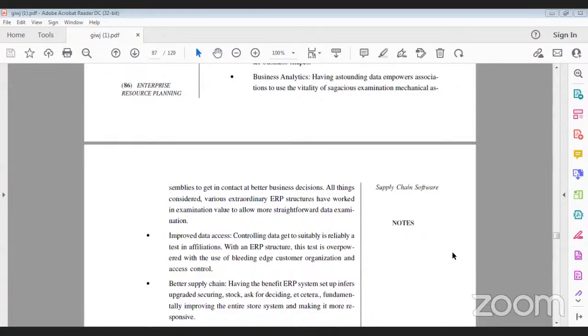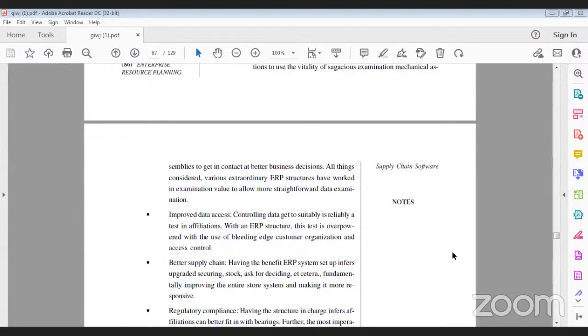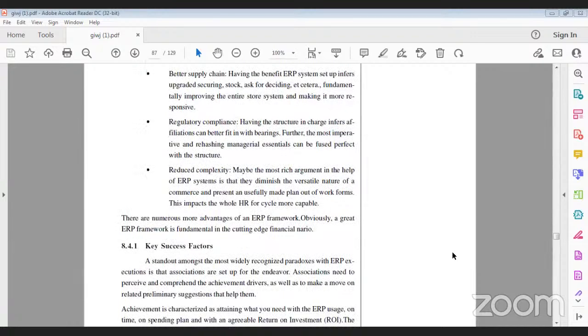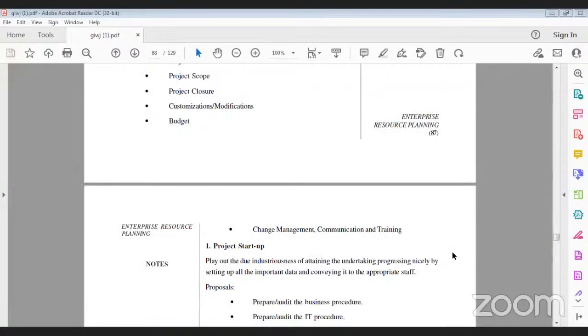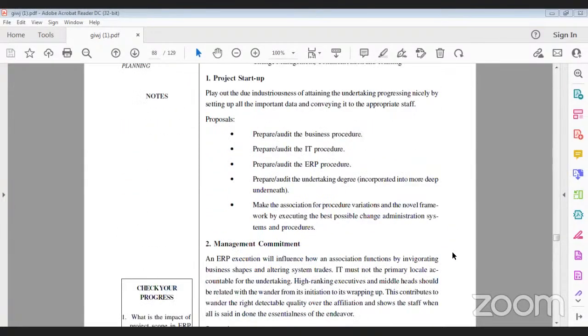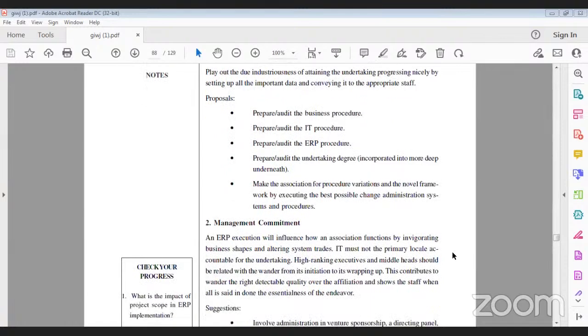There are some points here: management commitment, project start, project team, project closure, customization, and budgets. These are the key factors for the success of the ERP system. Project start is one of the points. Second is management commitment. It also influences organization functions, in invigorating the business.